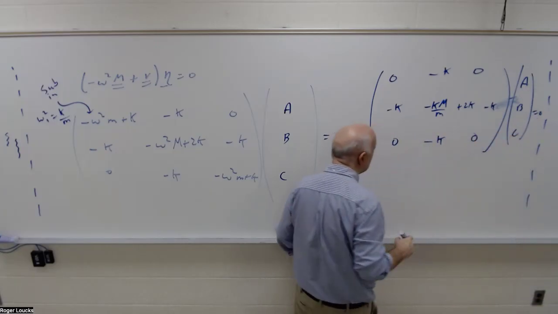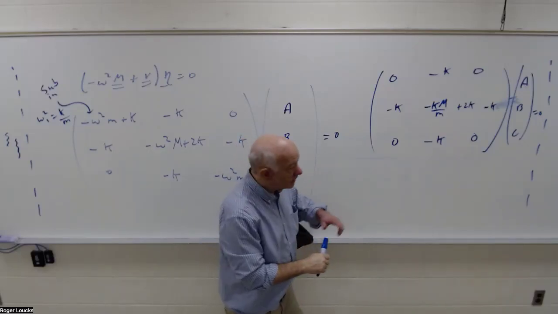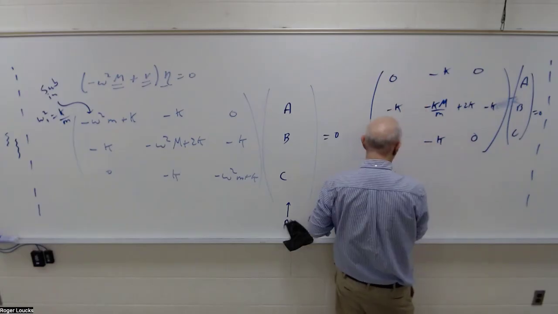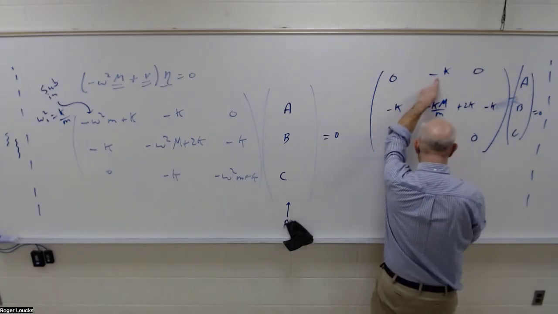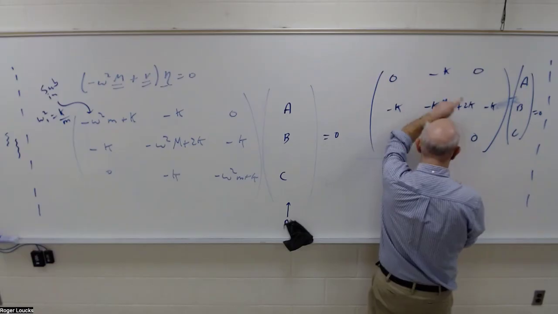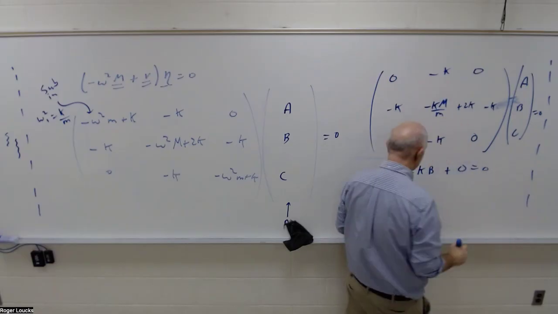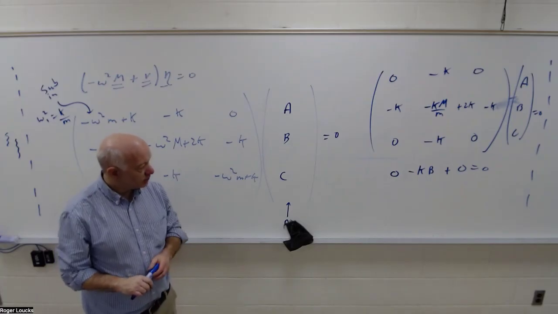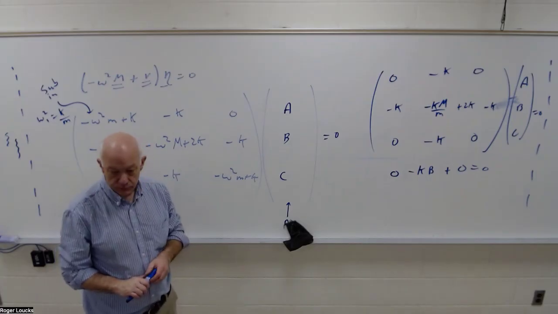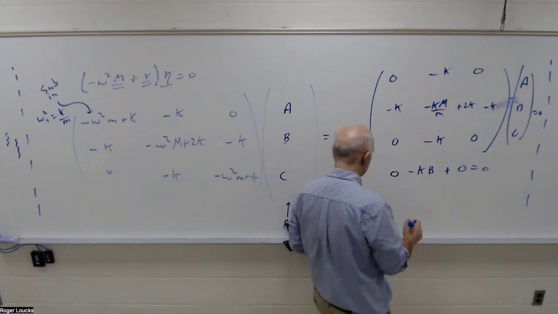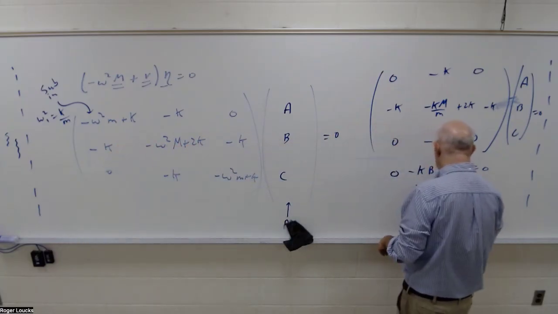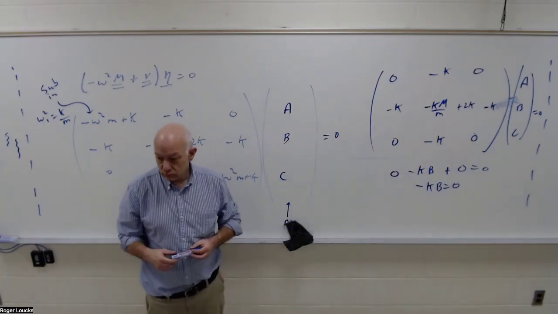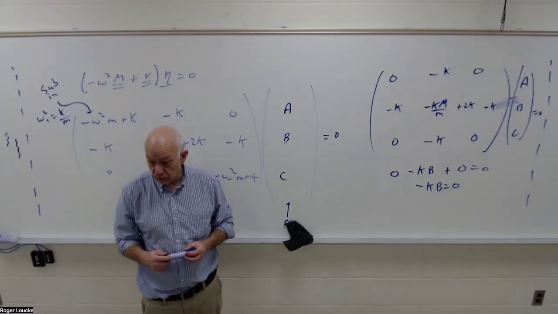So if I multiply out that top line, what does that give me? I get 0 times A, giving me 0. Then minus k times B, and then plus 0 equals 0. What does that mean? This tells me that minus kB equals 0. Therefore, B must be 0.